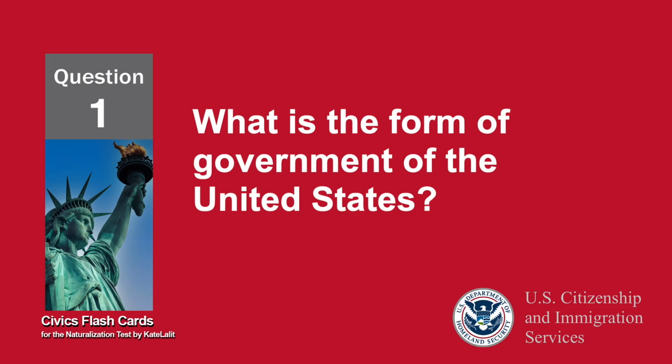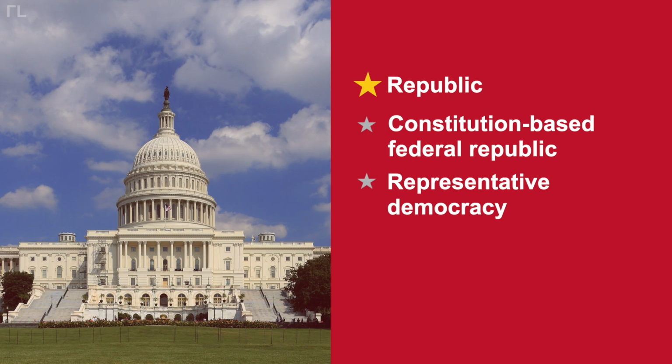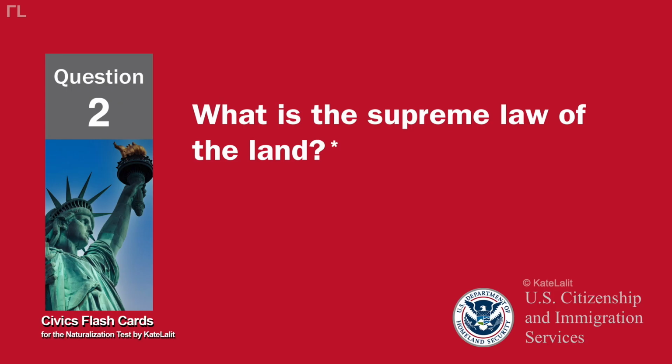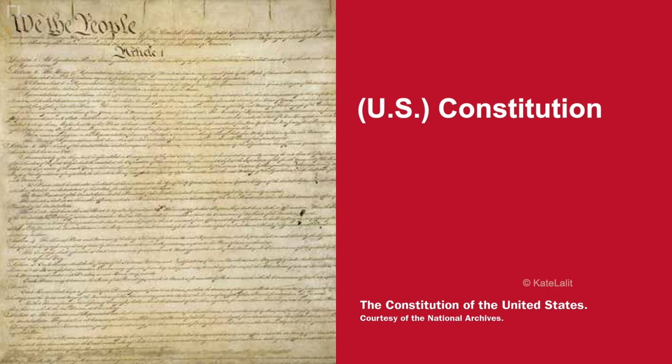What is the form of government of the United States? Republic, Constitution-based federal republic, representative democracy. What is the supreme law of the land? U.S. Constitution.